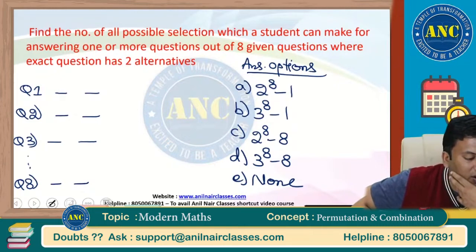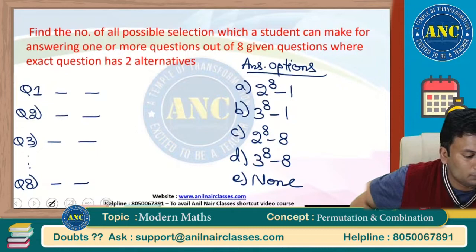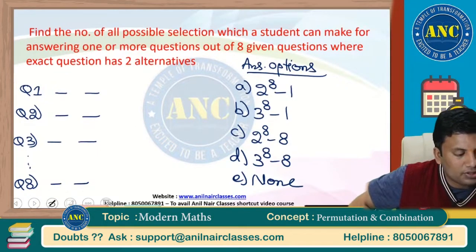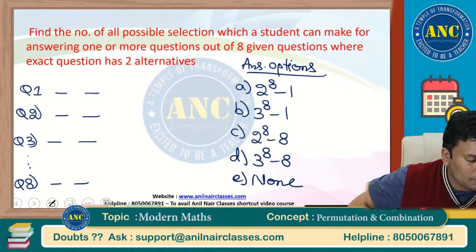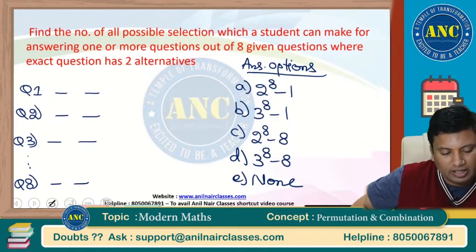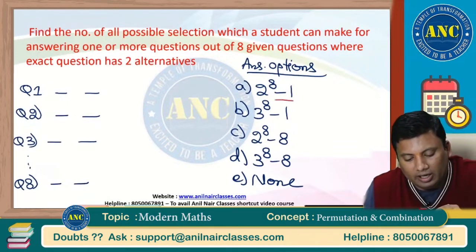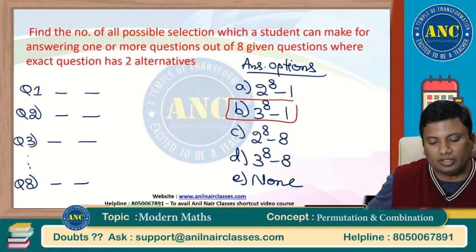Kindly mention your answer. Some are saying option E, some are saying option B. Any other options? So, people are saying the right answer for this question is 3 power 8 minus 1.